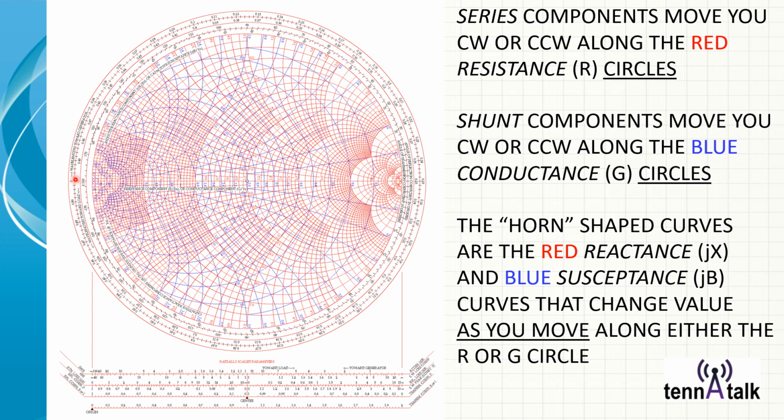And the blue are the susceptance curves, positive susceptance, negative susceptance. And you'll see that as you move along a constant resistance circle here, you'll be cutting through different reactance horns, and different levels of reactance. As you move away from 50 ohms in the middle, you'll get more and more positive reactance, or you're mapping more and more negative reactance as you're on constant resistance. So still 50 ohms all the way around, but the reactance is the component that changes.